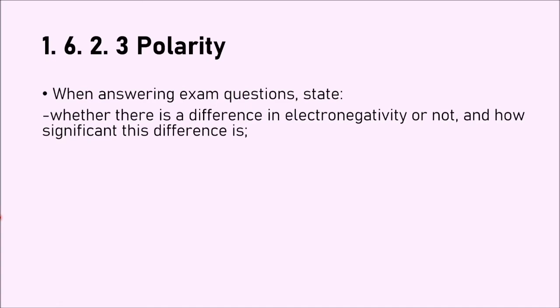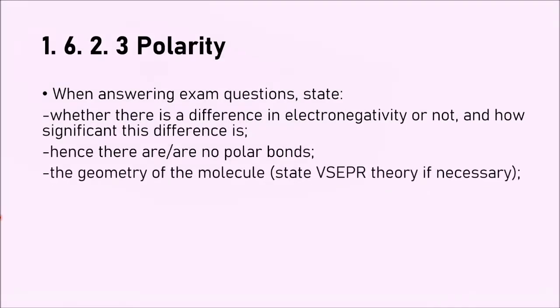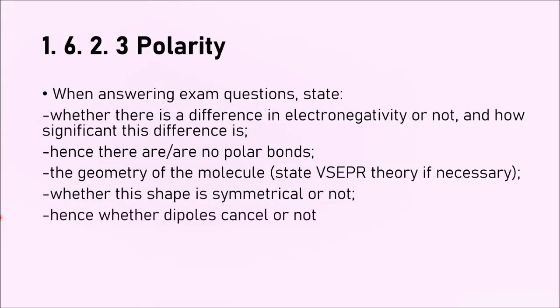And hence we can state whether or not there are polar bonds. Then we need to talk about the geometry of the molecule. And if the question asks why this is the specific shape of this molecule, then we talk about VSEPR theory. So basically you need to go through the whole idea of electron pairs repelling each other, lone pairs and all of that. You say that, and then whether this shape is symmetrical or not, hence whether dipoles cancel or not.